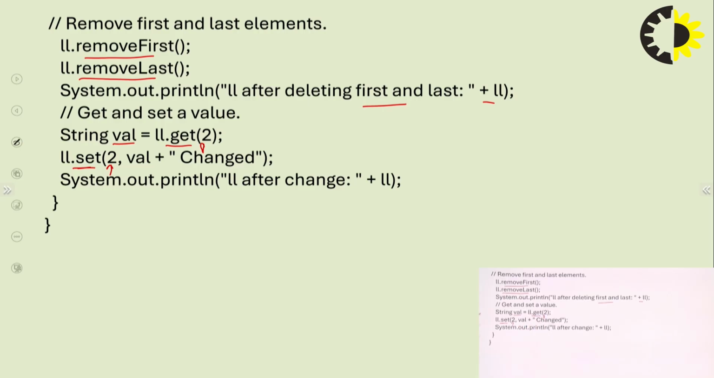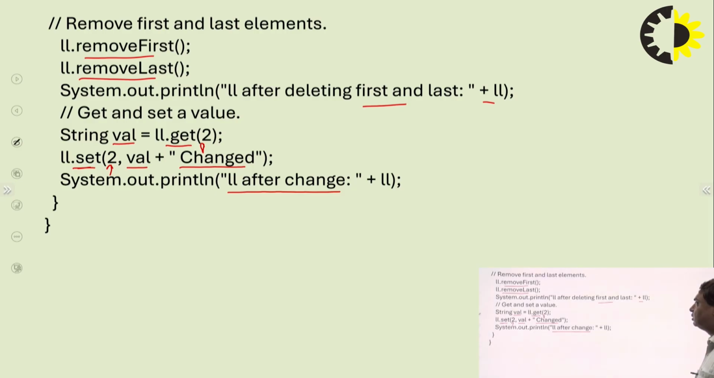because we have taken index number 2, it is your choice, you can change anything. Here we are going to change at index number 2, whatever the content we have taken, and just use the word changed. So, value plus change will be added, and it will display the value. So, LL after the change is this one. So, this is the program of the linked list.